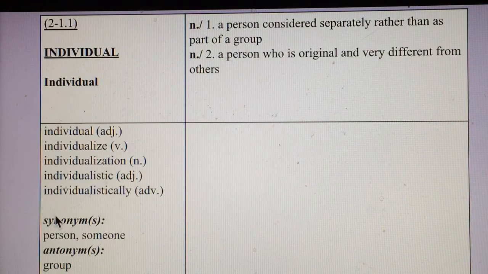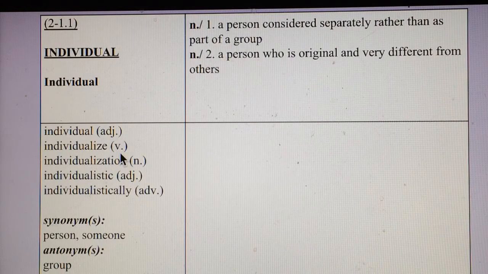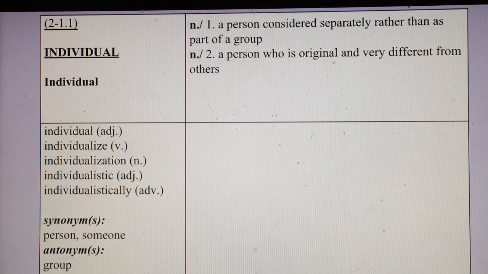We have several familiar words. Individual as an adjective, as I said. Individualize is a verb. That means when you take something and focus on it. If you focus on it individually, then you are individualizing. Individualization is the process of individualizing. Individualistic is an adjective, and individualistically is an adverb form.